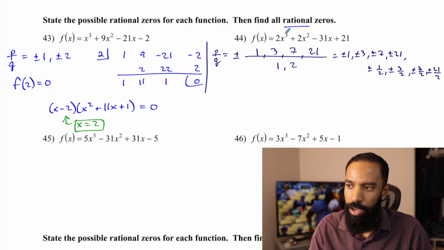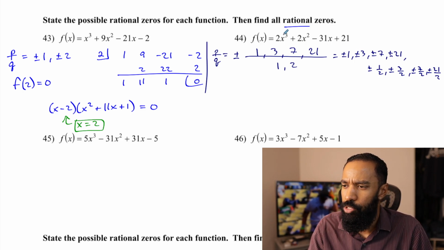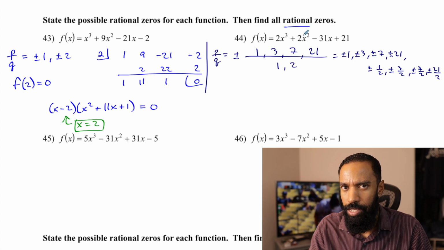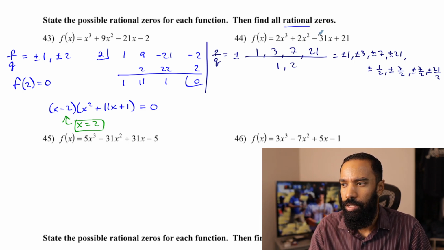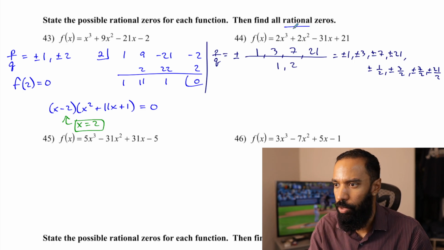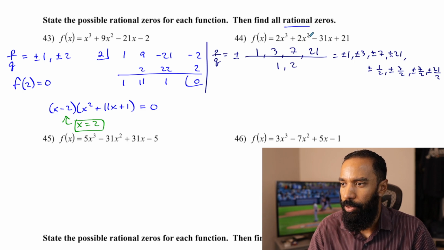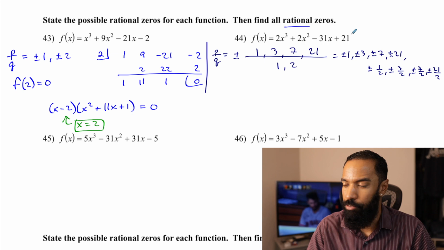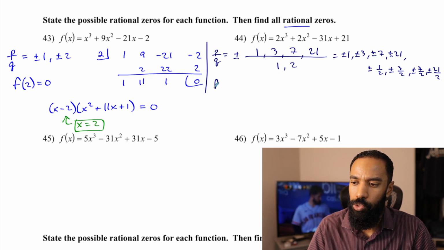3, this is where I might go to the calculator, we'll see. 27 times 2 is 54, plus 18 is 72. Hold on a second, let me do that again. 54 plus 18 is 72. Minus 93 is negative 21, plus 21 is 0. So 3 does work. F of 3 is 0.